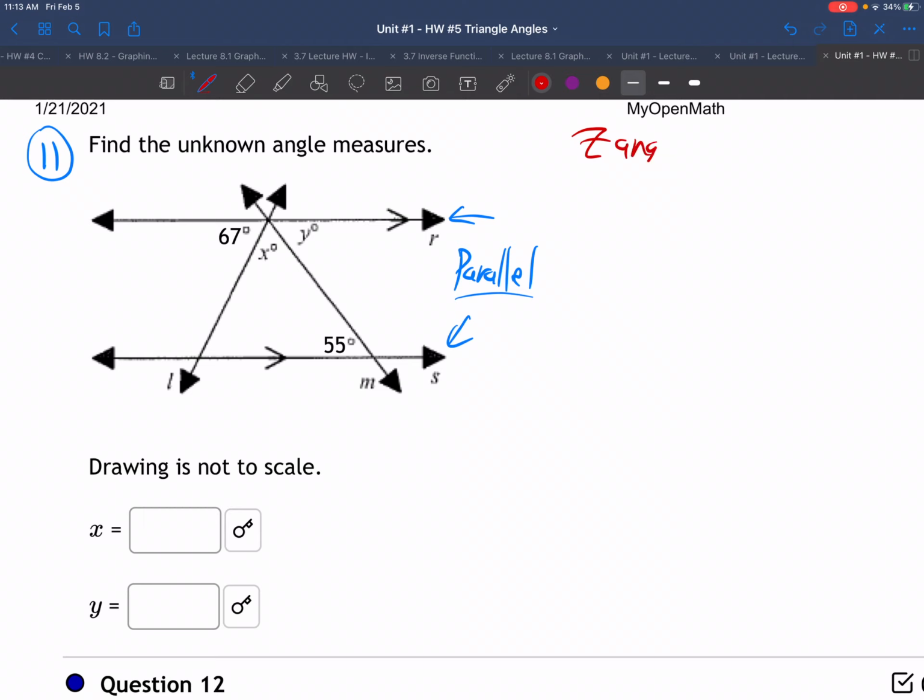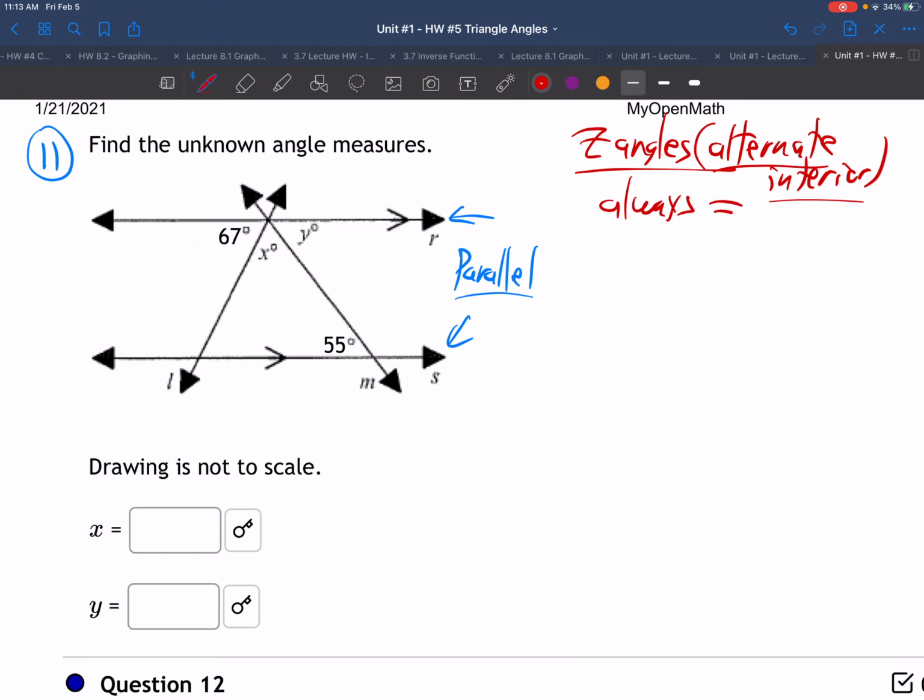Z angles, called alternate interior angles, are always equal. So always equal when you have parallel lines, I should say. So whenever you see a couple of parallel lines, you should think, oh, I bet they want me to do the z angle thing. What do I mean by z angles?